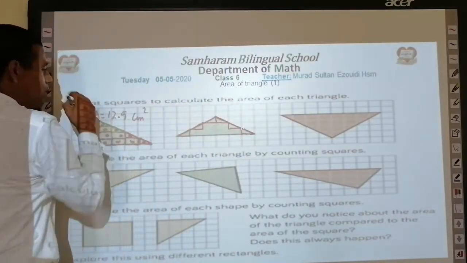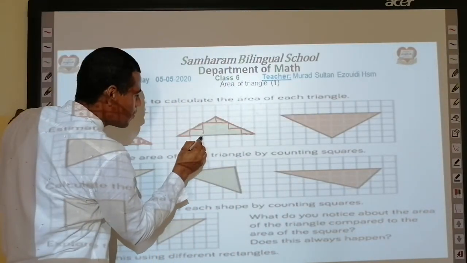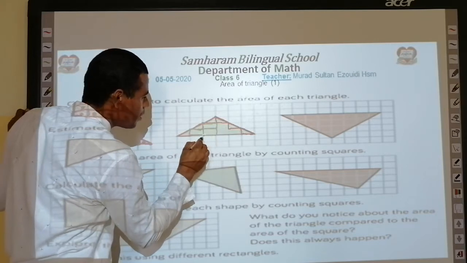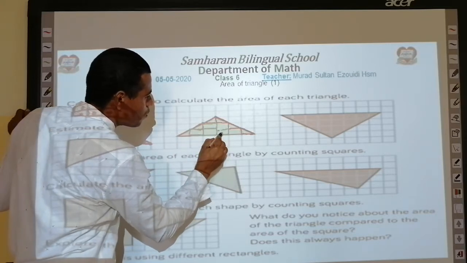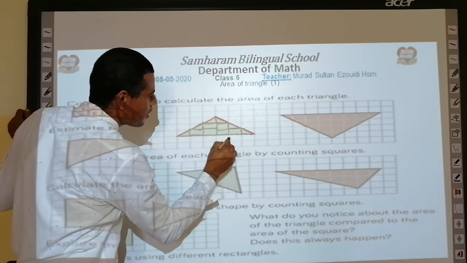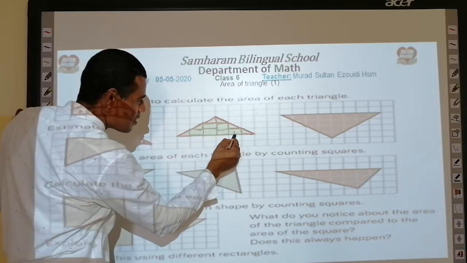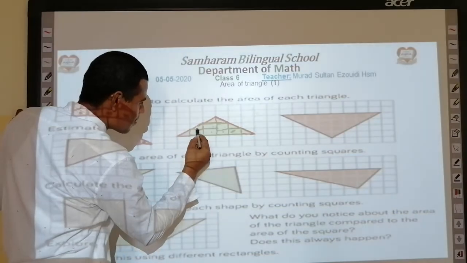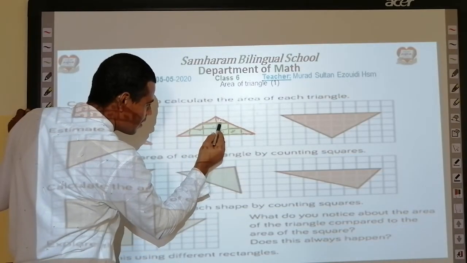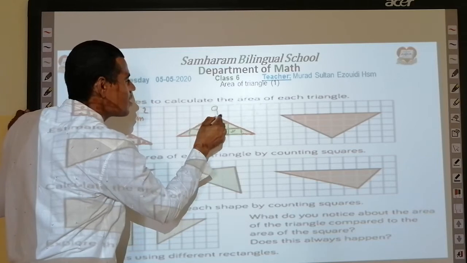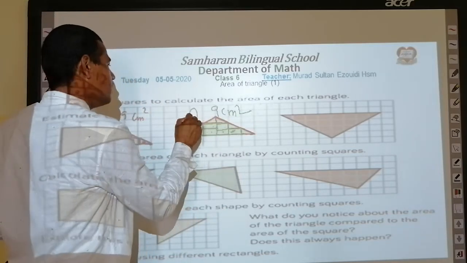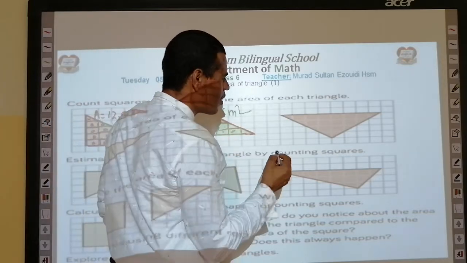Okay, and this one, madams, this is a square. 1, 2, 3, 4, 5, 6. So the green one is 6 squares, isn't it? So 6, this one 7, this one 8, 9. So this one is 9 centimeters squared. The area, of course.